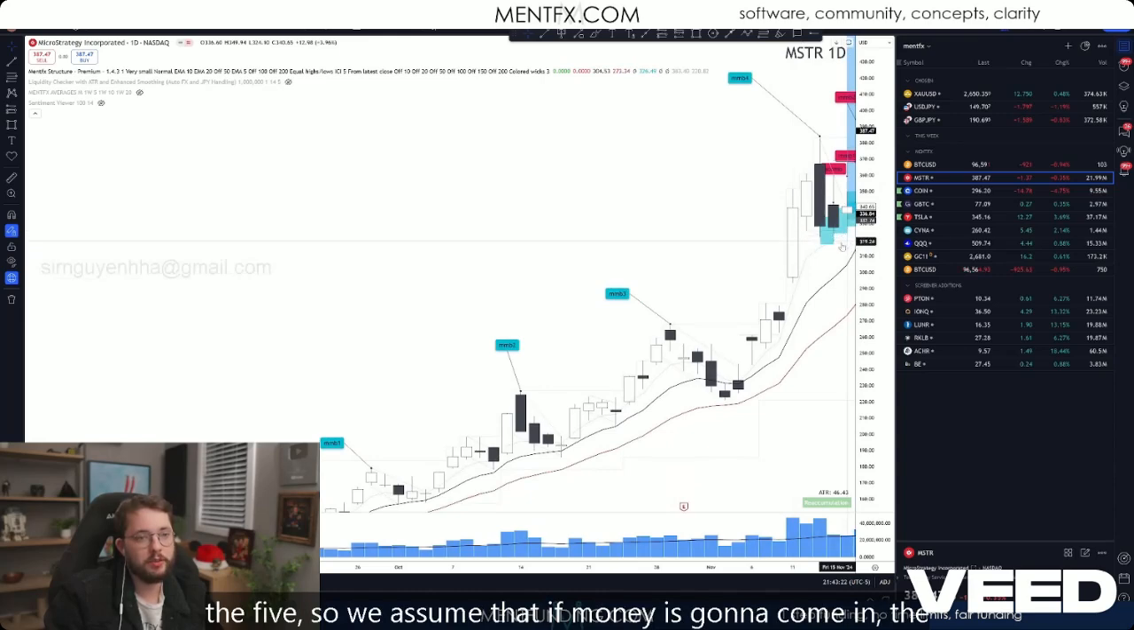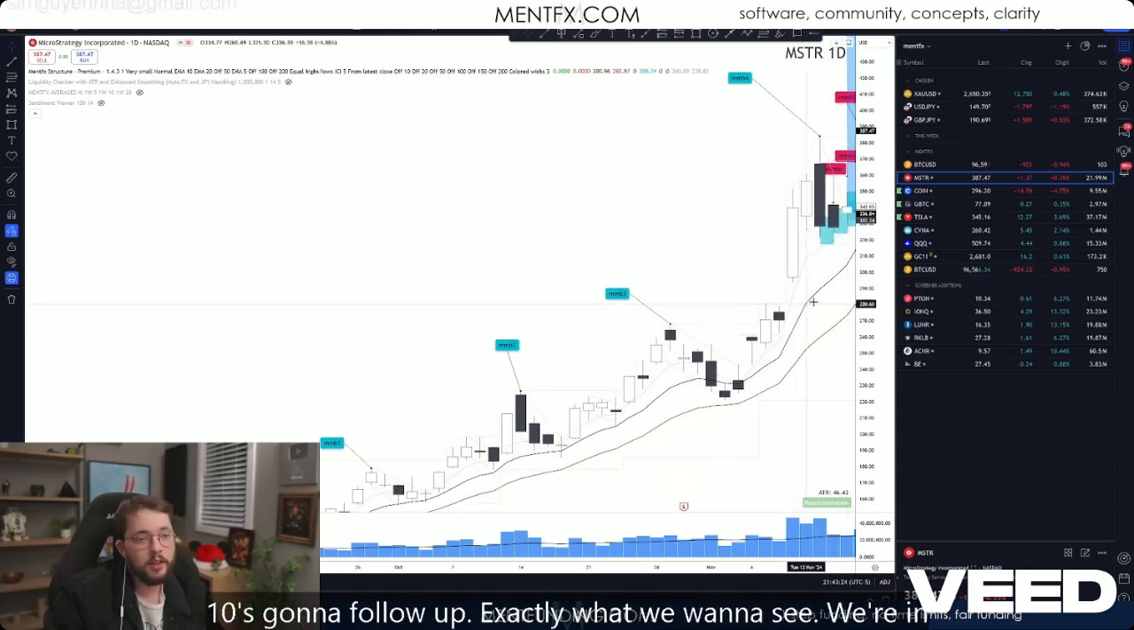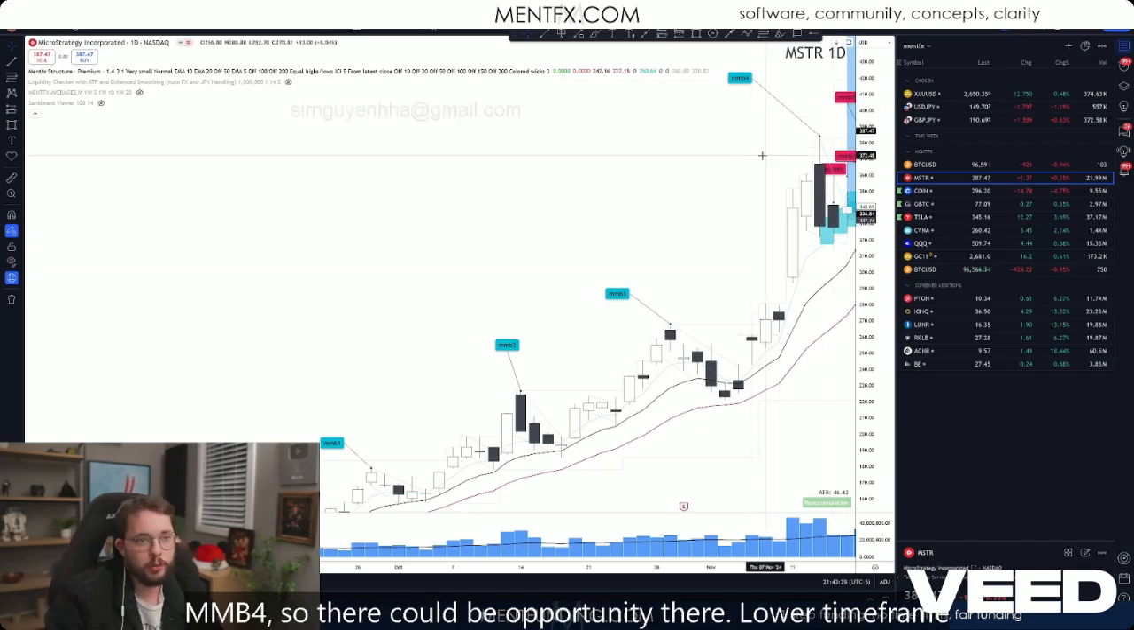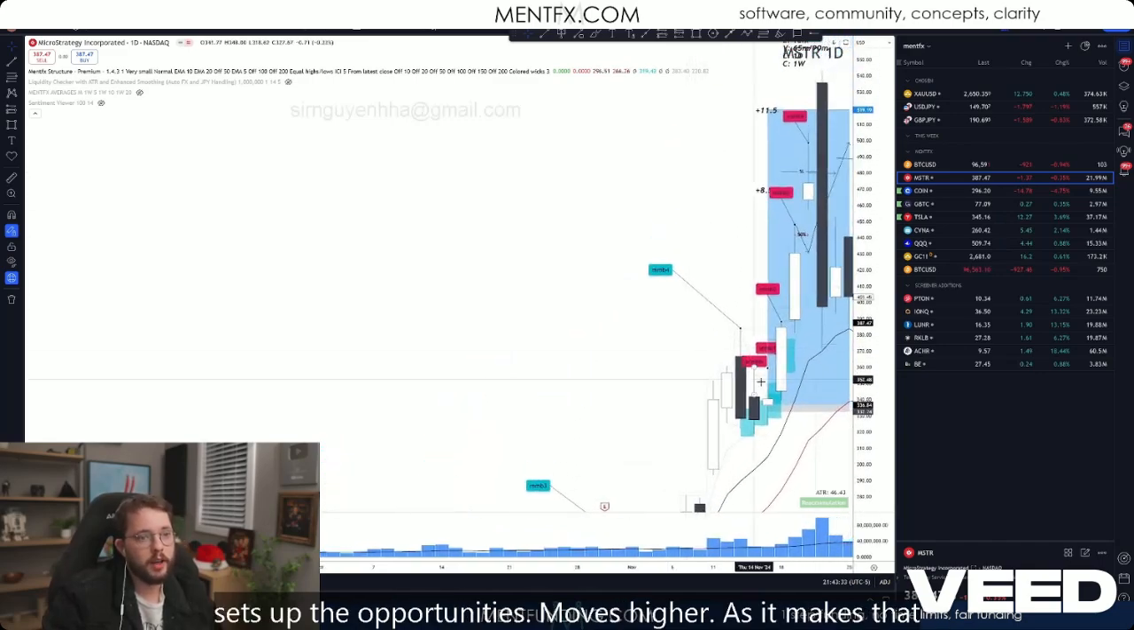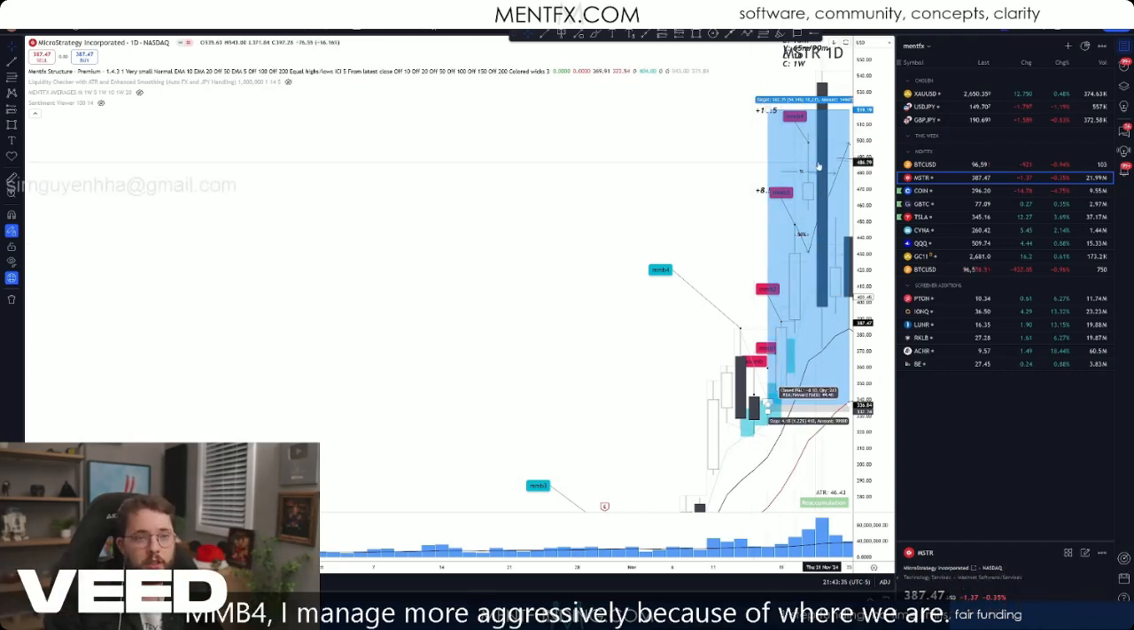Price just gets to the 5. So we assume that if money is going to come in, the 10 is going to follow up. Exactly what we want to see. We're in MMB4, so there could be opportunity there. Lower time frame sets up the opportunities, moves higher. As it makes that MMB4, I manage more aggressively because of where we are.